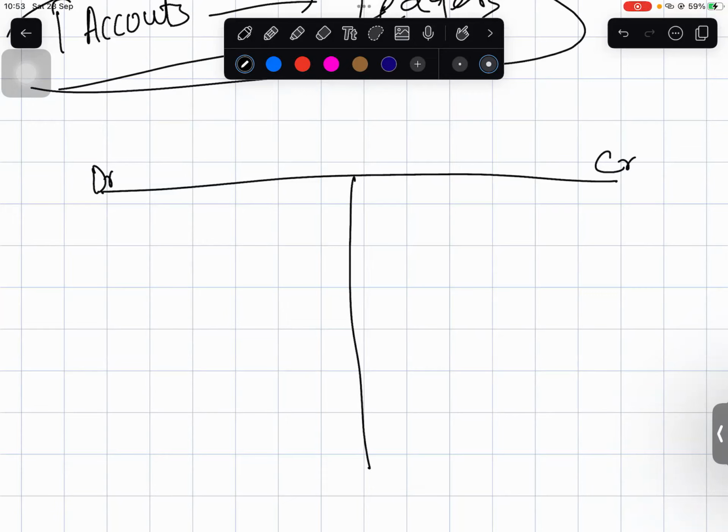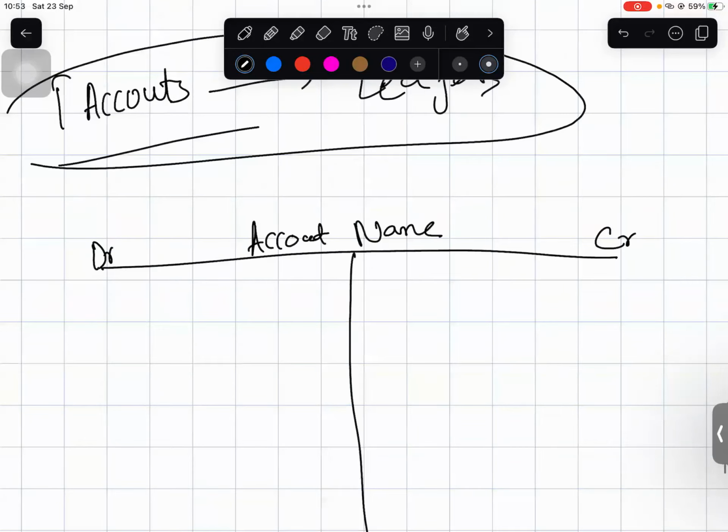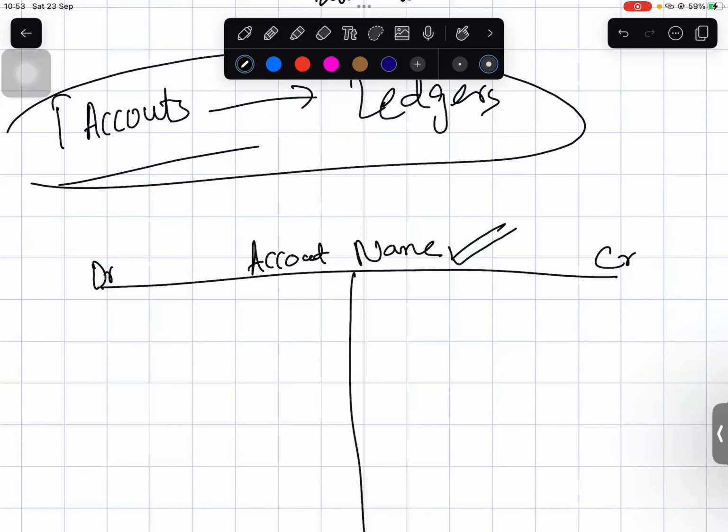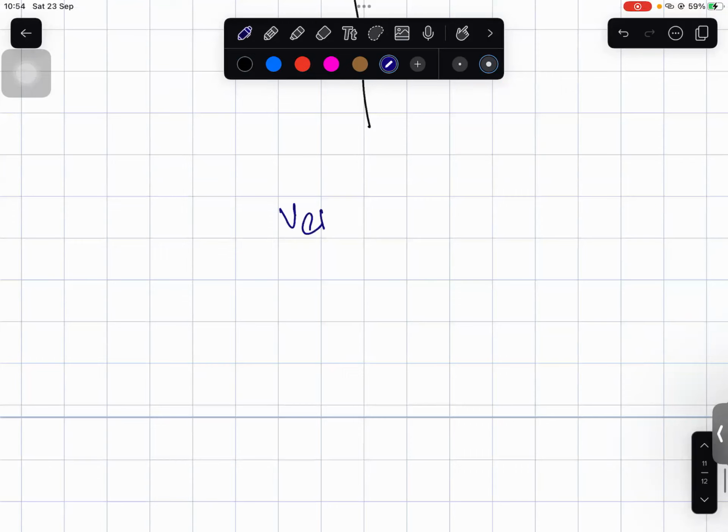In the middle of this account, we always write the account name, whatever it may be. Remember, it will always be the account name. It will never be the category name. Like for example, if the transaction is about vehicle, we are not going to make an asset account. We're going to make a vehicle account. All right. So let's say we do make a vehicle account.